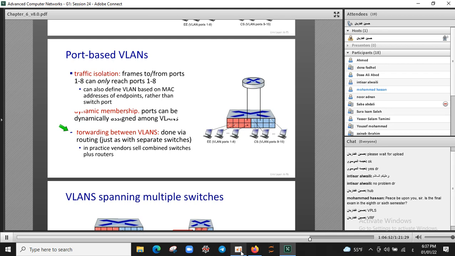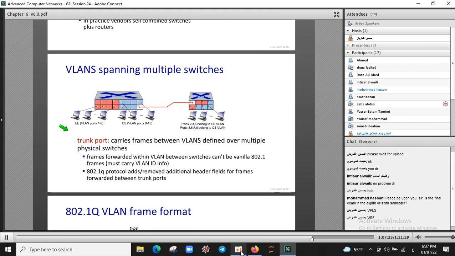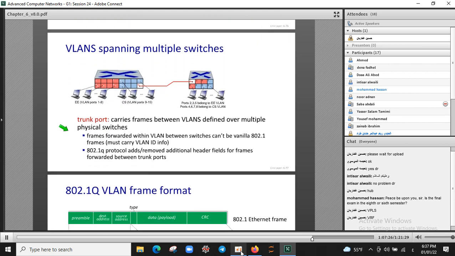Okay, but the simplest case is attaching the switch into a router, and then sending VLAN information toward the router. That router can combine the received information and forward the received information between different VLANs. Okay.